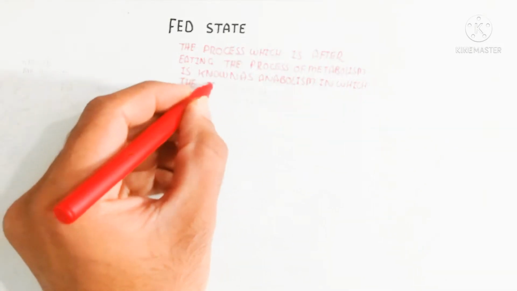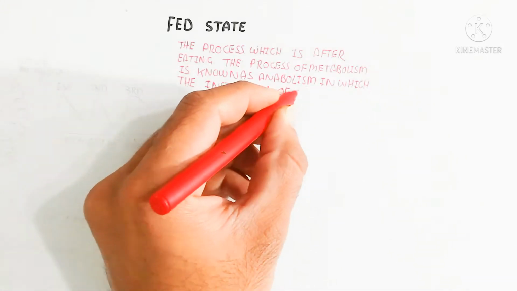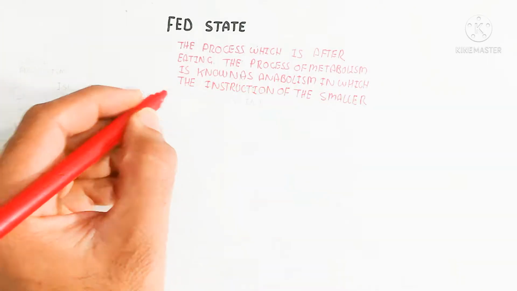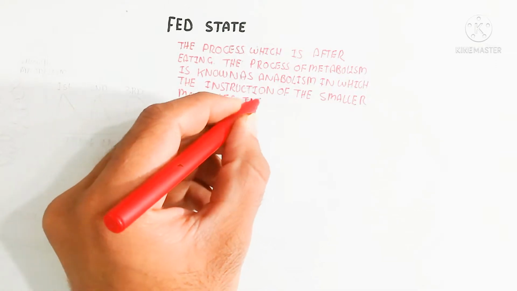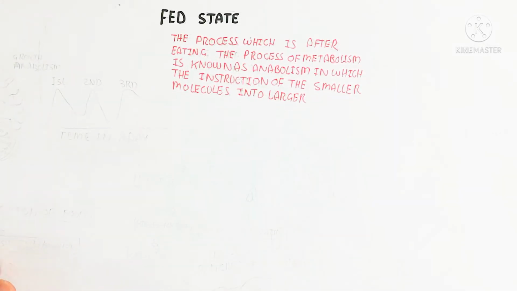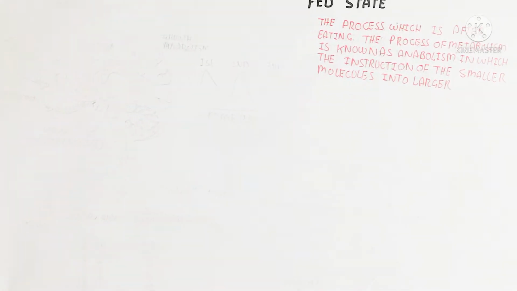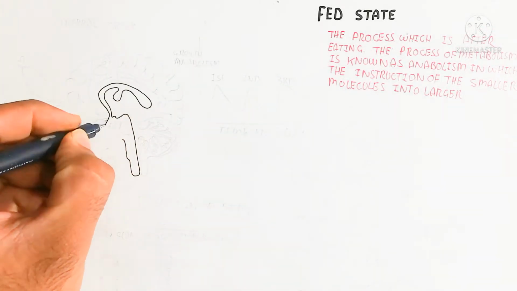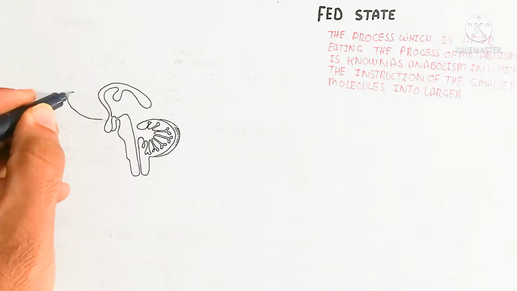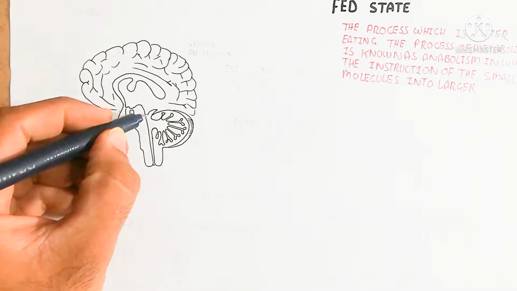And the important thing is that this is anabolism, and we will discuss the metabolic part of anabolism. So first of all, let's begin with the digestion of food, an overview for understanding the fed state.